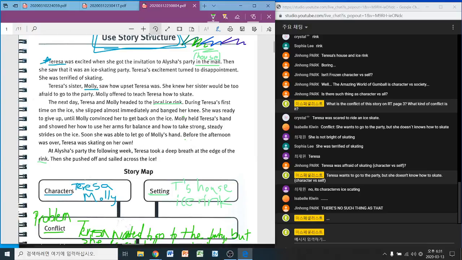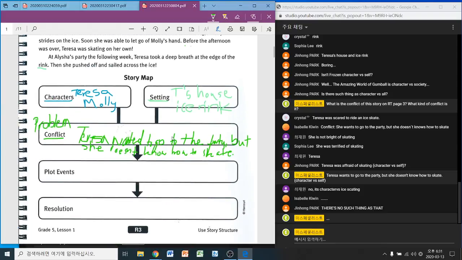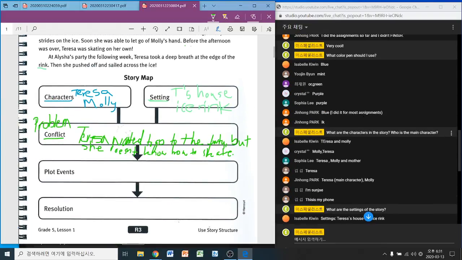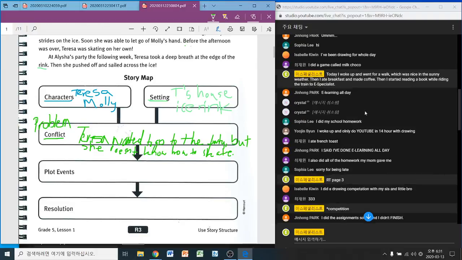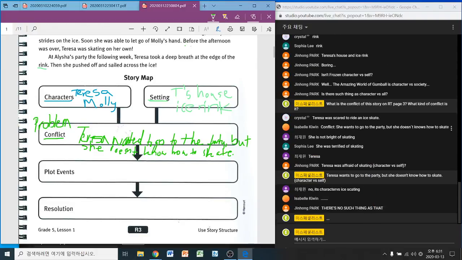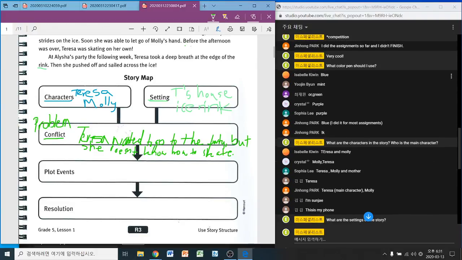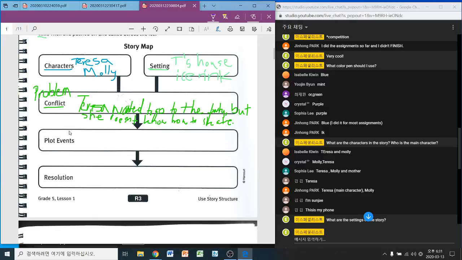She was terrified of skating. Ice skating party, terrified of skating. What color should I use next? Plot events. Where are the colors? Oh, here. Mint, green, purple. Alright, purple's next. Okay, plot events. I don't like using purple and green, I don't like the way they look next to each other. I'm going to use it anyway.